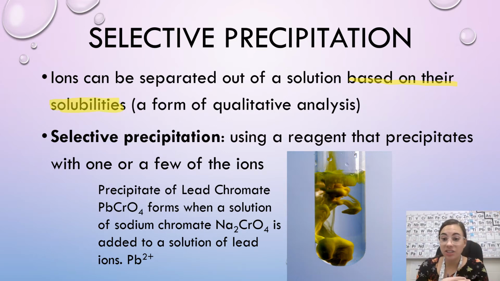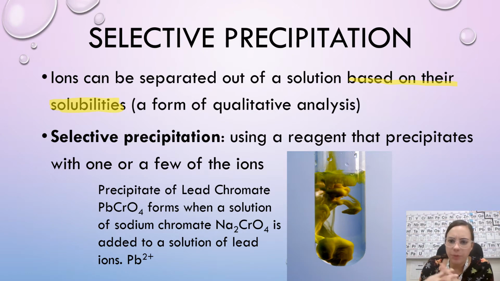So in the distillation, we took advantage of differing boiling points. In filtration, we take advantage of differing sizes. In evaporation, we take advantage of different boiling points. Here, we're taking advantage of different solubilities. So we're going to use a reagent that precipitates with one or a few of the ions that are present. So we've got a mixture of different ions present in solution, and we're going to add a reagent that only precipitates one of them or a few of them.